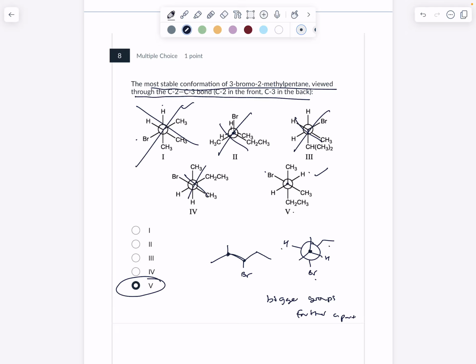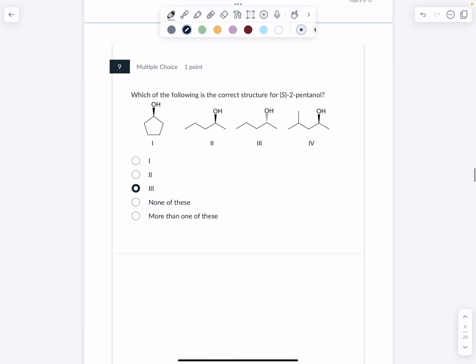We don't even have to consider which one is going to have the most groups close together. So that's how I'd approach that question. Which of the following is the correct structure for S-2-pentanol?